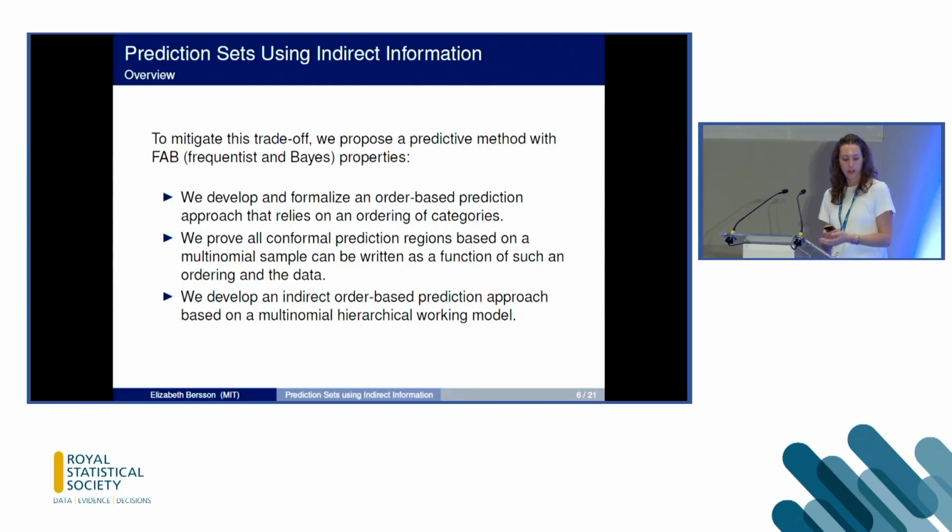In what follows, we develop and formalize an order-based prediction approach that relies on an ordering of the categories to construct the prediction set. We prove that all prediction regions of a certain type, conformal prediction regions, based on a multinomial sample, can be written as a function of such an ordering and the data. And we develop an indirect order-based prediction approach based on a hierarchical model.